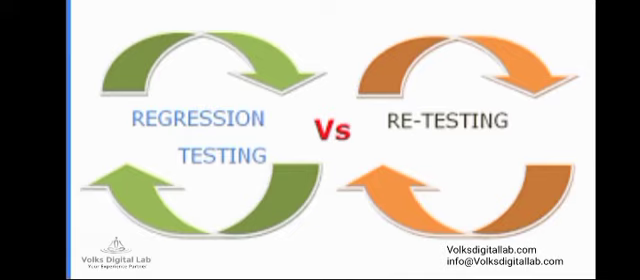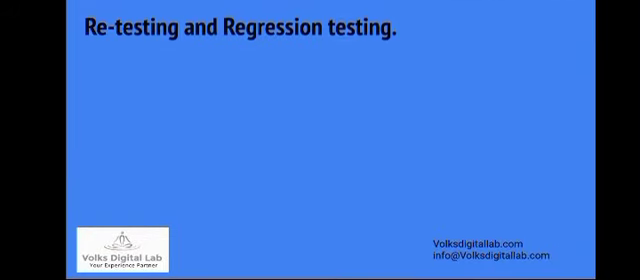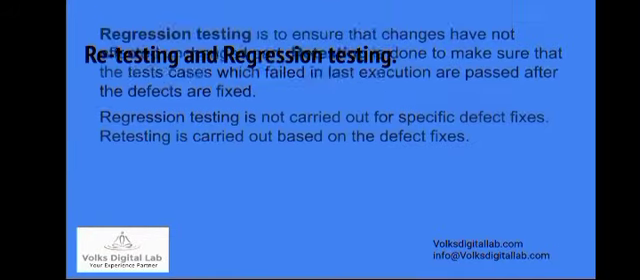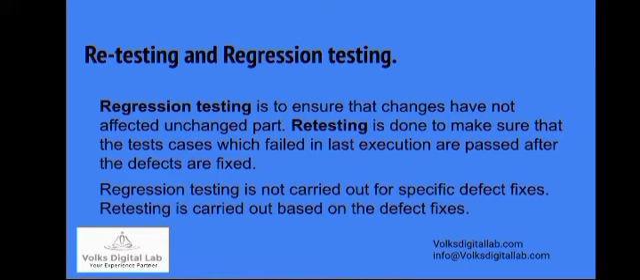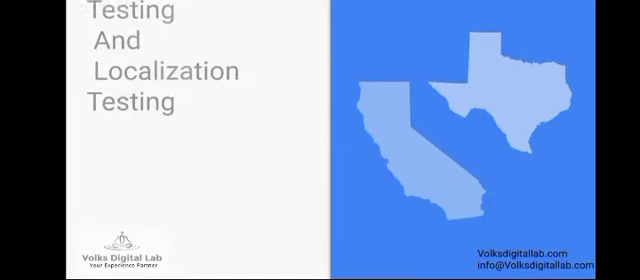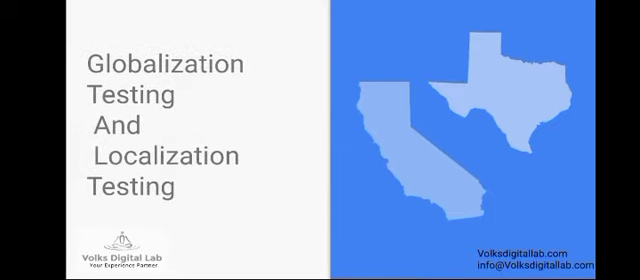Then we have regression testing versus retesting. Regression testing is to ensure that changes have not affected the unchanged parts. Retesting is done to make sure that the test cases which failed in the last execution pass after the defects are fixed. Then we have globalization testing and localization testing.